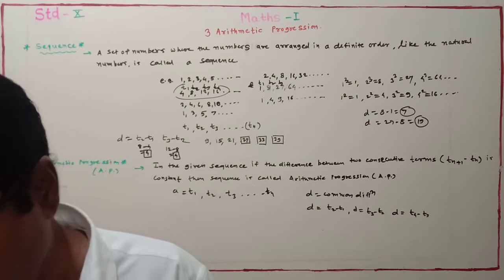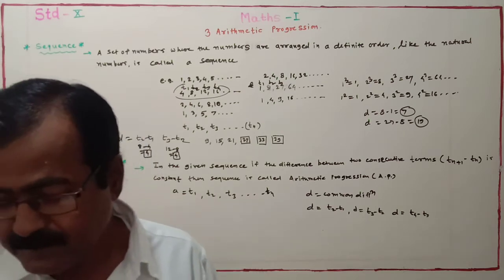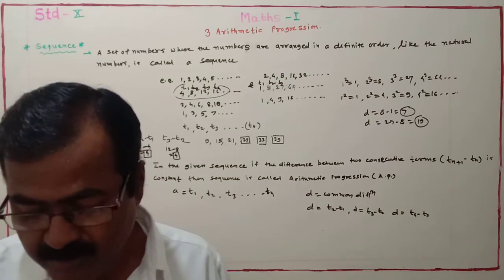Practice set 3.1. Which of the following sequences are AP? If they are AP, find the common difference.